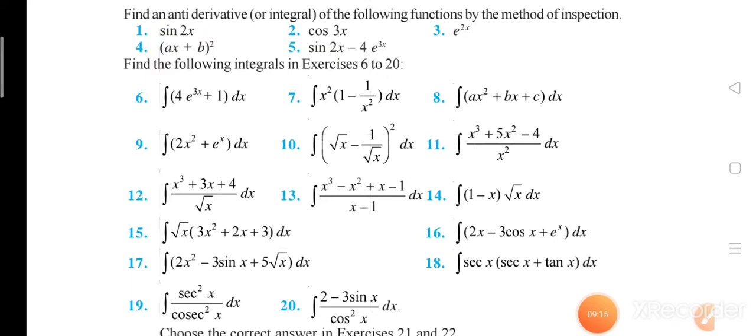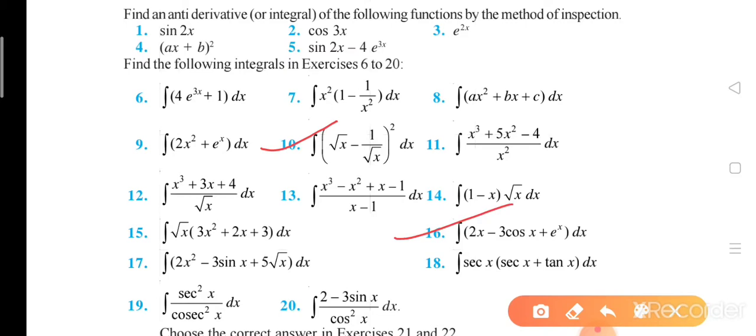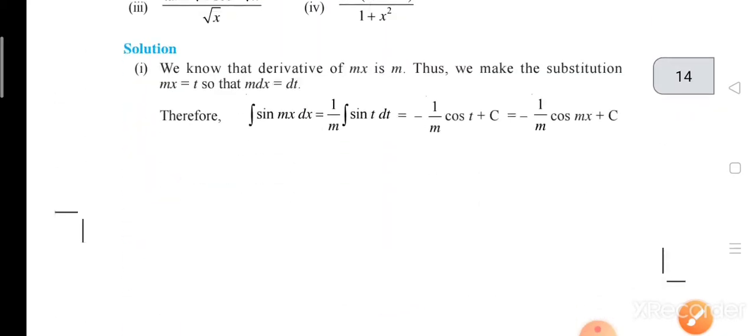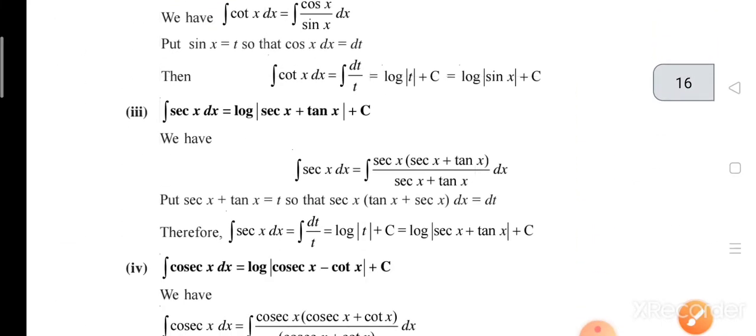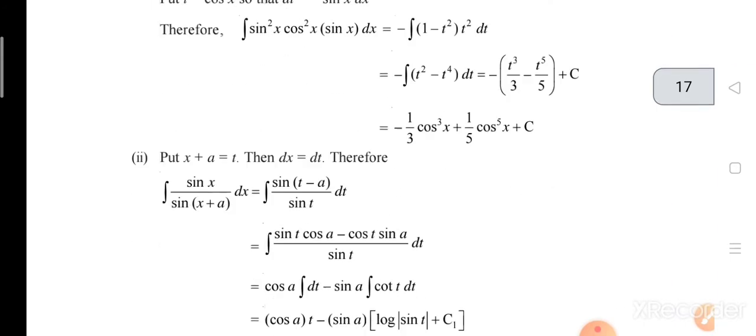All formulas you have to learn from the integration chapter, along with examples for exercise 7.1, and from this exercise question number 10, 16, 18, 19 and 20. These are important.